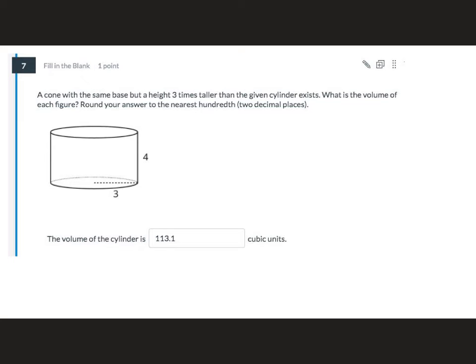All right, number 7. It says a cone with the same base but a height 3 times taller than the given cylinder exists. What is the volume of each figure? So first of all, we want to figure out the volume of the cylinder. So remember, it's pi times radius squared times height. So we have 3.14 times our radius is 3. So we have 3 squared. Our height is 4. Put it in your calculator. Times 3 squared times 4.